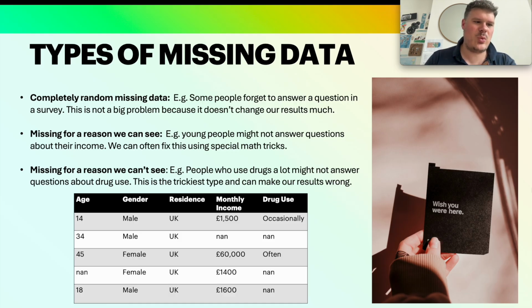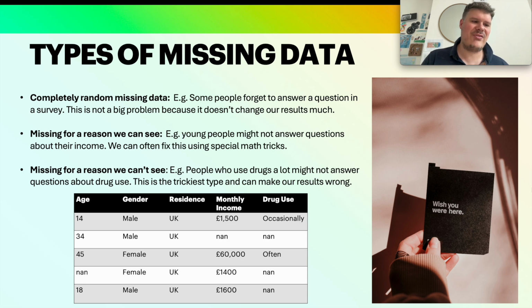The first type is where data is missing completely at random. So you have somebody completing a survey, they forget to answer a question, and therefore you have missing data. This type is not a big problem because it doesn't really change the results. The next type is where we have missing data and it's missing for a reason. So young people, for example, don't like answering questions about their income. We can fix that, but it does become more complicated.